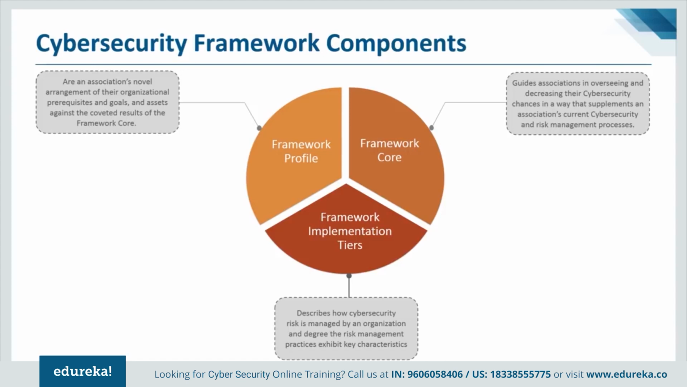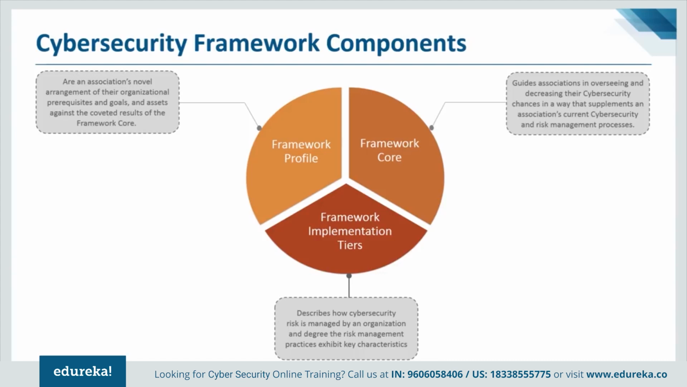Next, we have the framework implementation tiers, which assist an organization by providing context on how an organization views cybersecurity risk management. The tiers guide organizations to consider the appropriate level of rigor for their cybersecurity program and are often used as a communication tool to discuss risk appetite, mission priority, and budget.